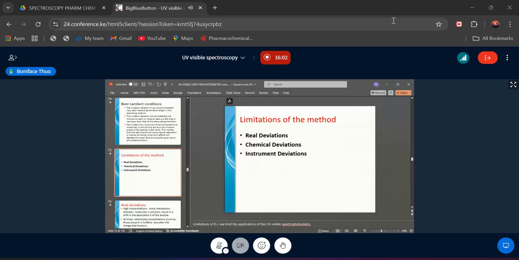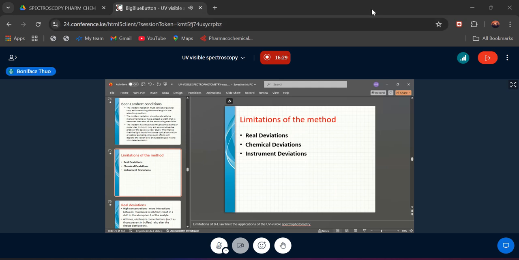So what are some of the limitations that are normally encountered in UV visible spectroscopy? Do you have any questions so far, before we go to the limitations? Okay, if there is no question, then we move on.